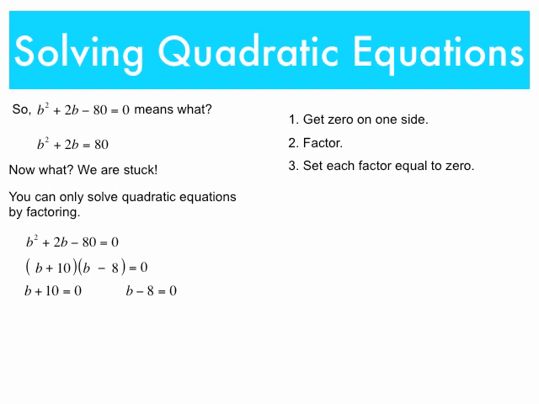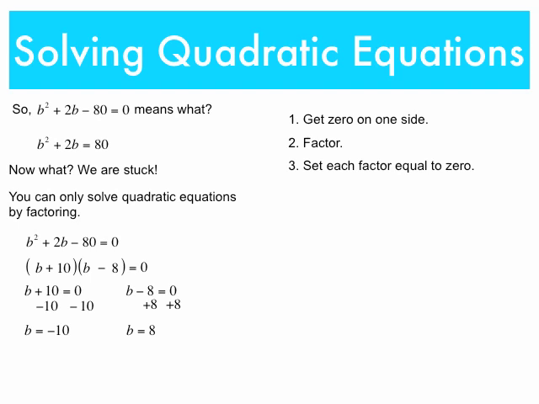So the steps for solving are first, get a 0 on one side. Second, factor. Third, set each factor equal to 0. So if b plus 10 is equal to 0, what is b? Subtract 10 from both sides, easy enough. On the other hand, if b minus 8 is equal to 0, I will add 8 to both sides. Therefore, b is either -10 or +8.